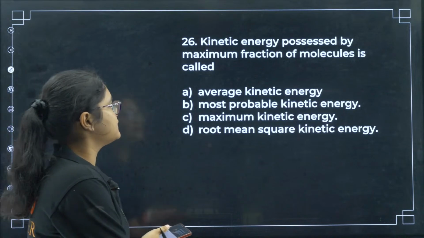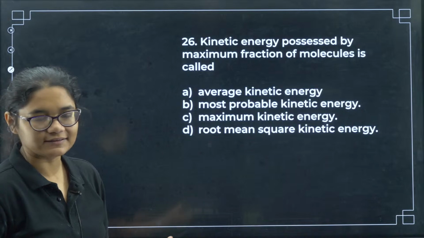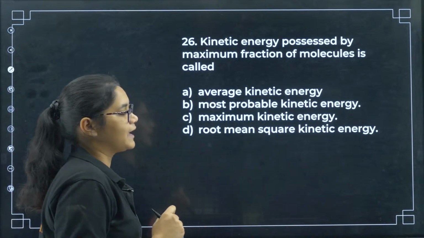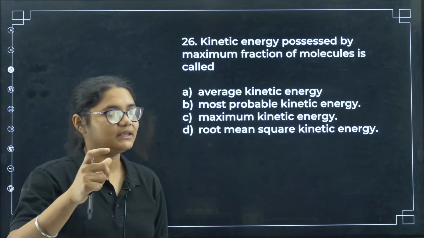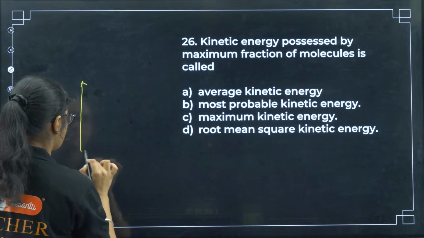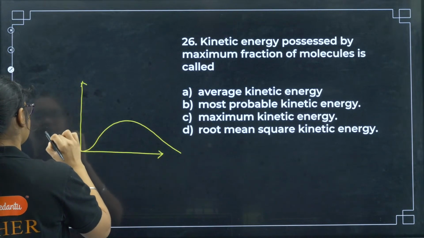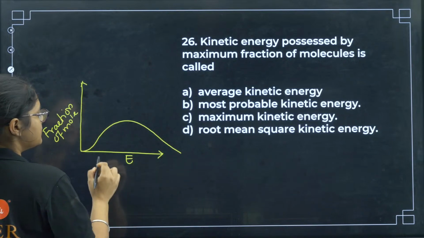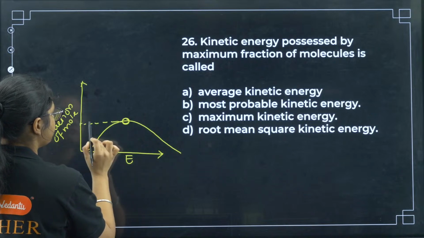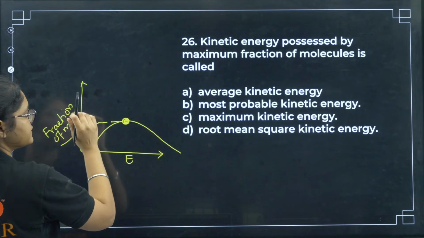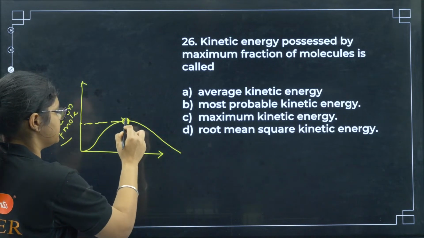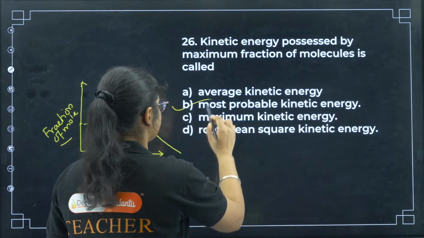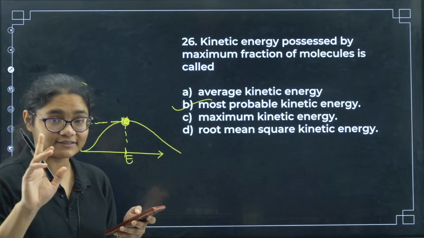Okay, next question. Kinetic energy possessed by the maximum fraction of molecules is called average kinetic energy, most probable kinetic energy, maximum kinetic energy, or root mean square kinetic energy. You can easily guess it if you know the meaning of the word. If you have seen the diagram, it is like this. This side we have fraction of molecules, and this side we have energy. This is the energy which is possessed by the maximum number of molecules, like the most chunk of the molecules have this energy. So this is called what? 26B. Yes, most probable kinetic energy is the correct answer here.